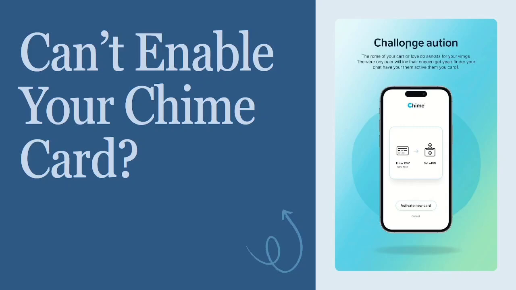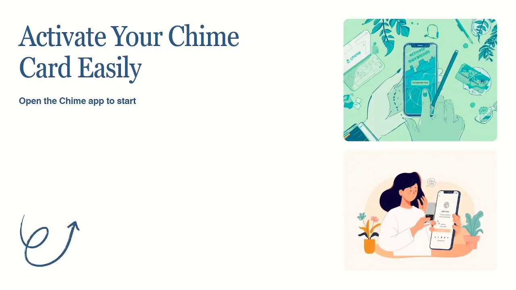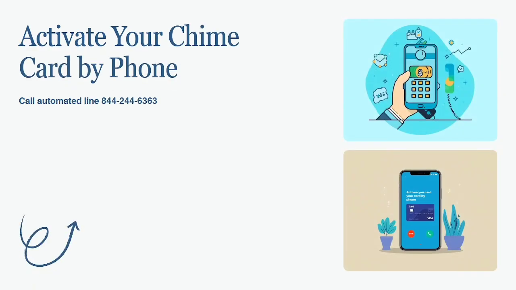If you're unable to activate your Chime card, this is the primary fix. Check the Chime application. Just log in inside the Chime app using your Apple App Store or Google Play Store. And once you're inside the home screen, you can look for the Activate New Card or card status. Tap the button and follow the prompts to enter your card's 3-digit CVV number, and then activate it by phone.